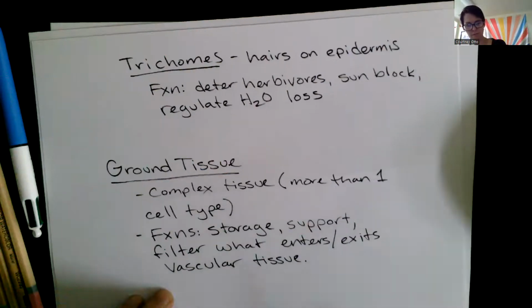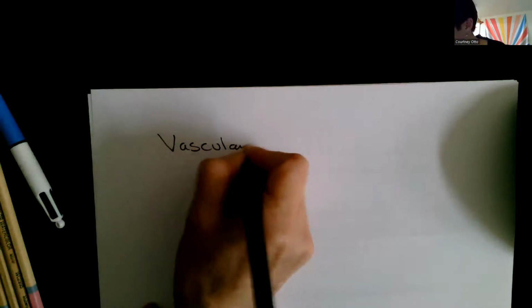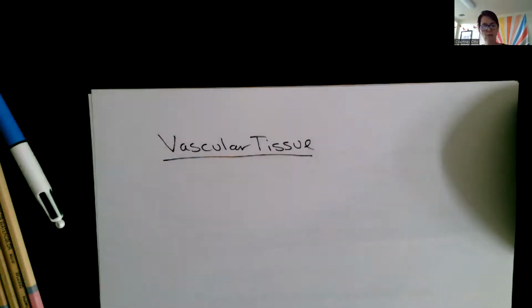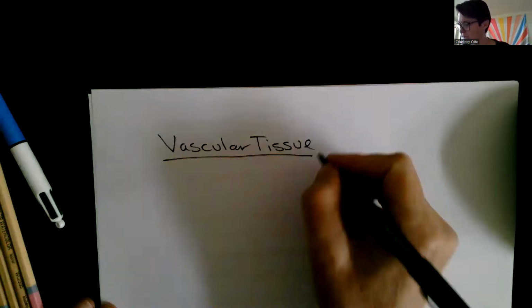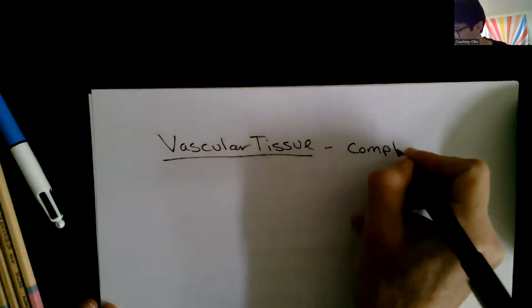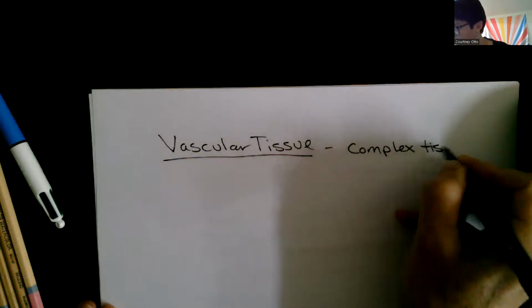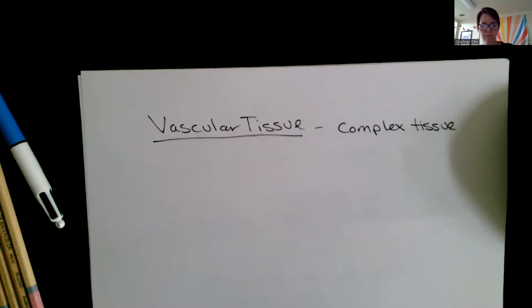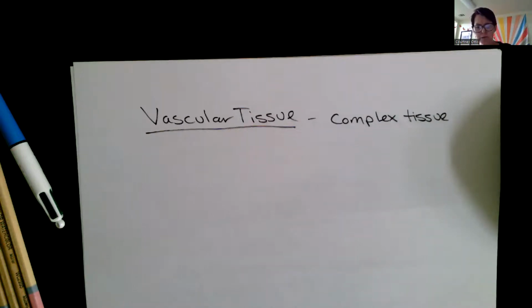Well, our third and our final tissue type is going to be that vascular tissue. Vascular tissue, like our ground tissue, is going to be a complex tissue. And so it's going to have more than one cell type making it up. And it functions really in conduction, right? Moving water, nutrients, and sugars throughout the plant body. Also a little bit in storage and some support.